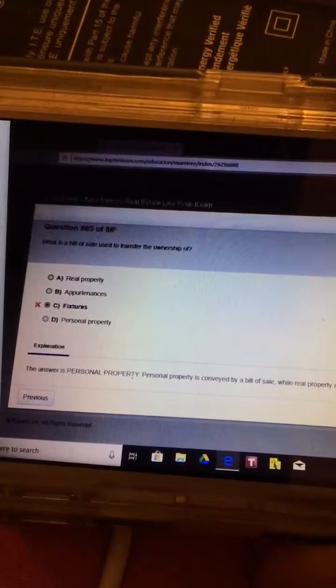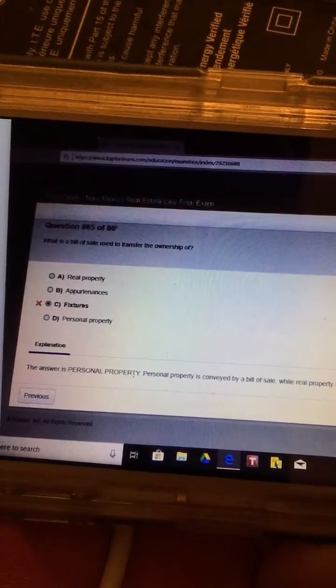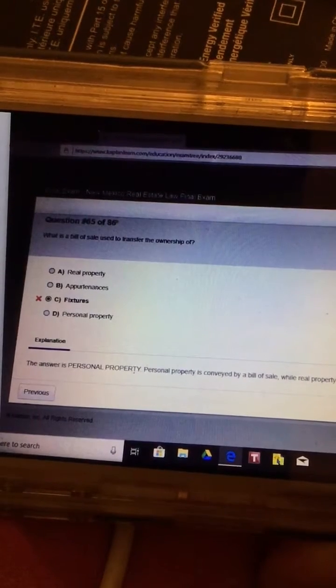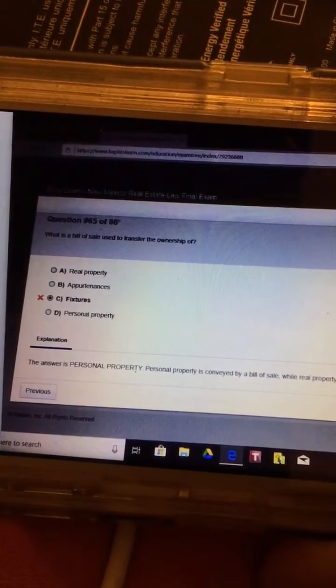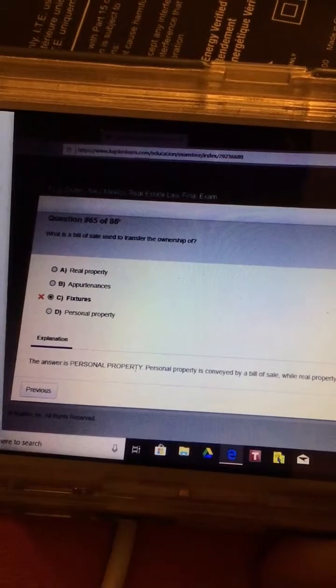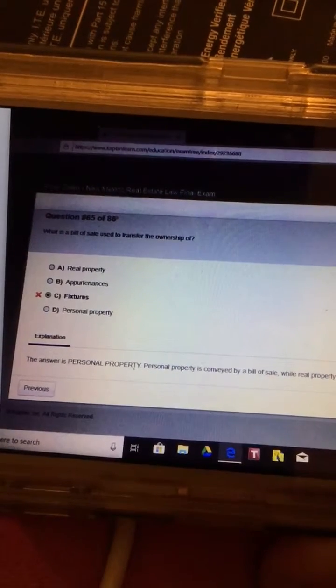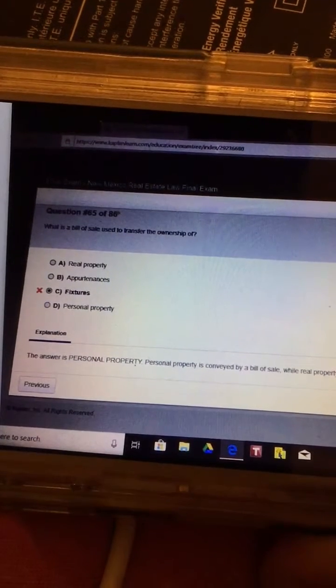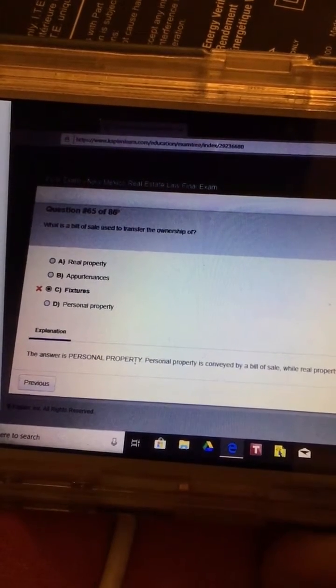What is a bill of sale used to transfer the ownership of? A, real property, B, appurtenances, C, fixtures, or D, personal property? The answer is D, personal property. Personal property is conveyed by a bill of sale, while real property is conveyed by a deed.